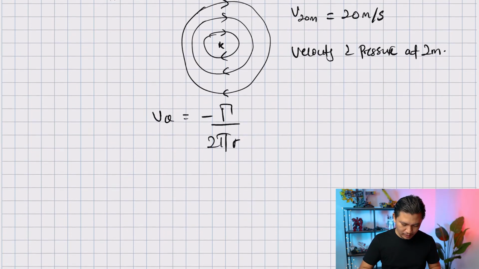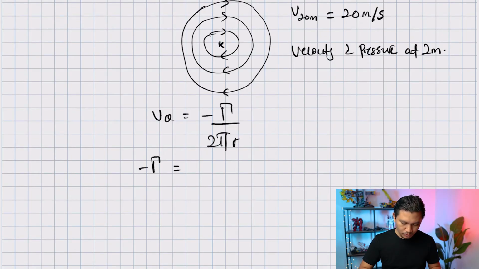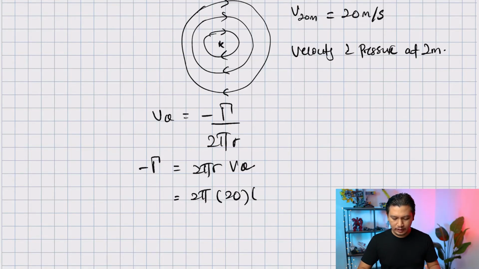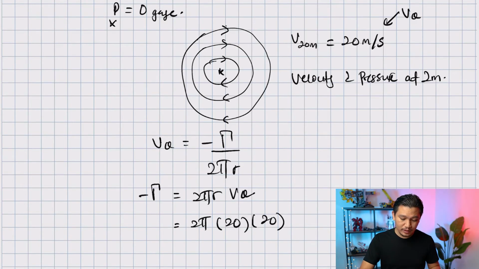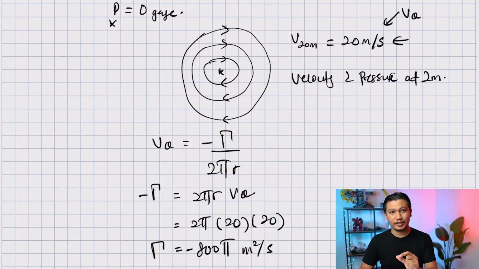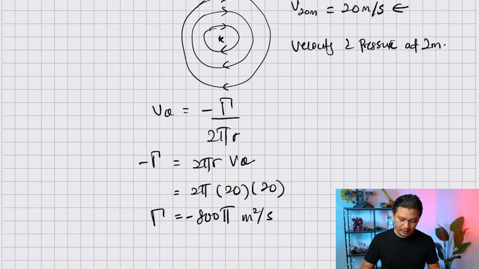Now, from this equation, what I can do is find the gamma. This is equal to 2 pi r times V theta. So this is 2 pi times r is 20, and at 20 meter from the center, our V theta is 20 meter per second. We are simply using this information. So this is equal to 20 times 20 is 400, times 2 is 800 pi, and this is minus, and the unit is meter square per second because you are multiplying distance with velocity.